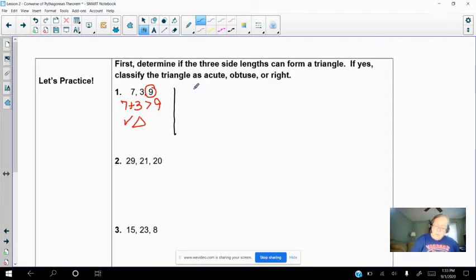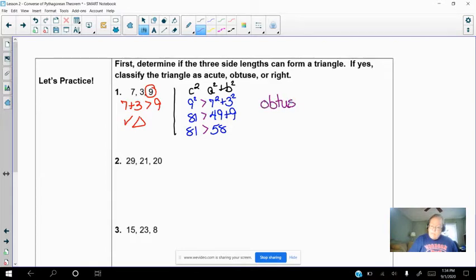So I'm going to compare C squared to A squared plus B squared. All right, it doesn't matter which one I call A and B, so I'm going to say 7 squared plus 3 squared, but C has to be the 9 because that's the biggest. 81, 49 plus 9, 81 compared to 58. Well, 81 is definitely greater than 58. So in this case, I have an obtuse triangle. You can spell out the word triangle. I'm pretty lazy about that. I usually just use the symbol. So now I'd like you to pause the video and try number 2, please.